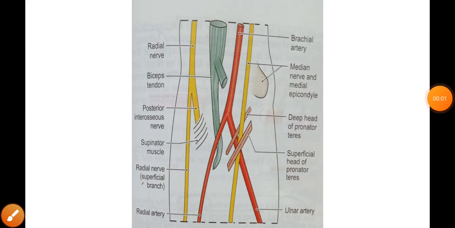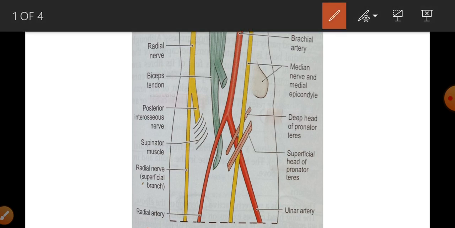Hi friends, today we are going to discuss the posterior interosseous nerve. It is the chief nerve of the back of the forearm. It is a branch of the radial nerve given off in the cubital fossa just below the level of the lateral epicondyle of the humerus. So this is the right cubital fossa and here we have our radial nerve, and just below the level of the lateral epicondyle it gives a deep branch, otherwise called the posterior interosseous nerve.